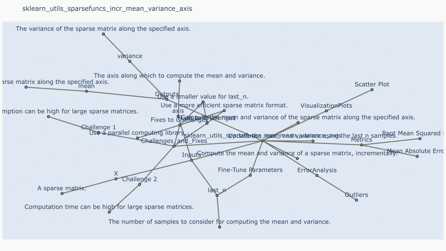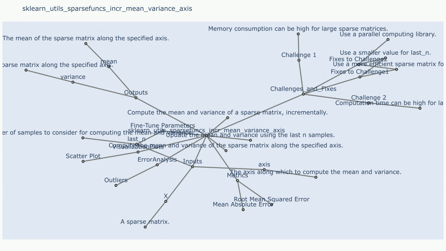Metrics. Accuracy. The accuracy of the calculated mean and variance can be assessed by comparing them to the true mean and variance calculated over the entire dataset. Efficiency. The efficiency of the incremental calculation can be measured by comparing the time taken to calculate the mean and variance incrementally versus calculating them directly on the entire dataset.